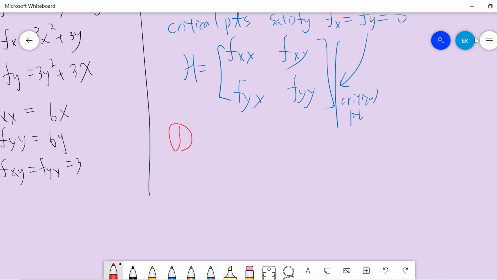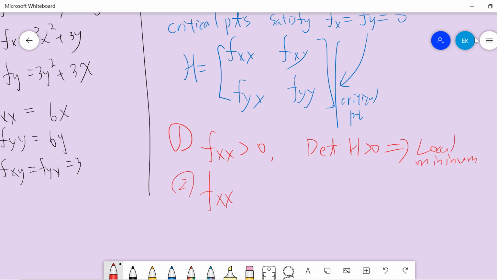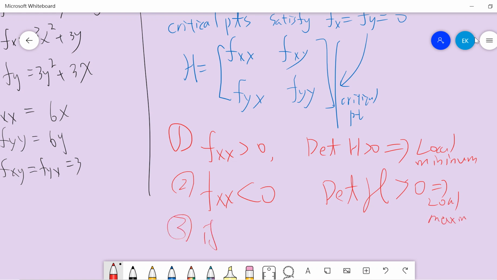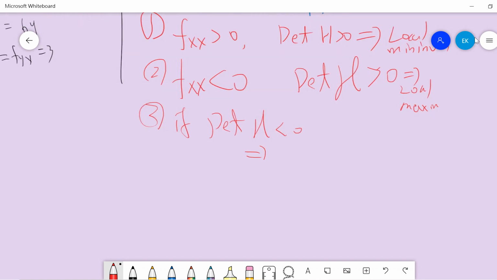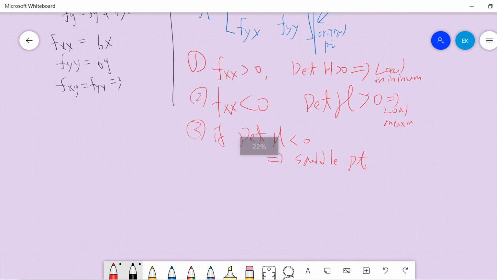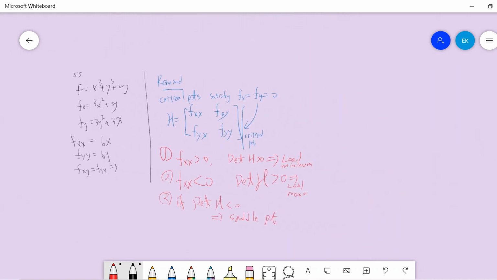The first one, f_xx larger than 0 and determinant of H larger than 0. This means the local minimum. If f_xx is smaller than 0 and determinant of H is larger than 0, this is the local maximum. If the determinant of H is smaller than 0, this is the saddle point. Okay, so now we have the theorem and we have the function, so we can do the actual computation.